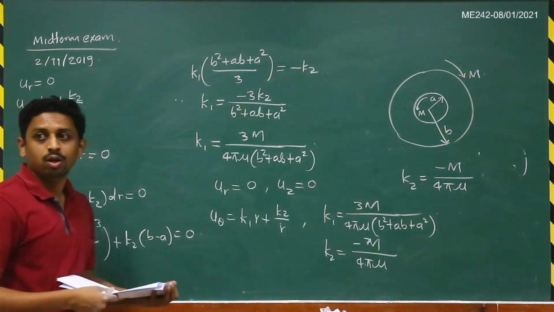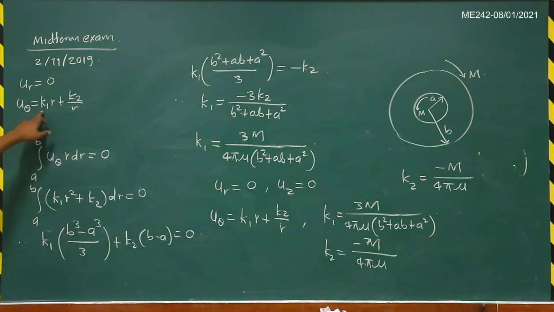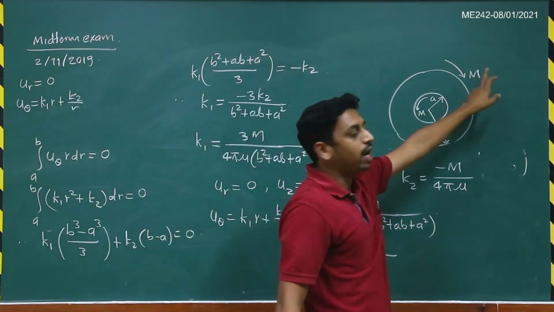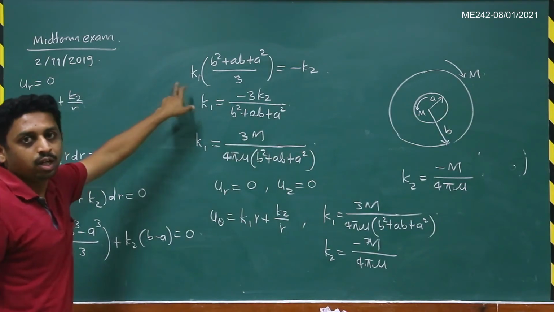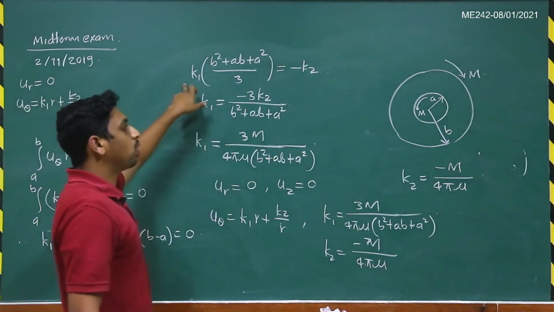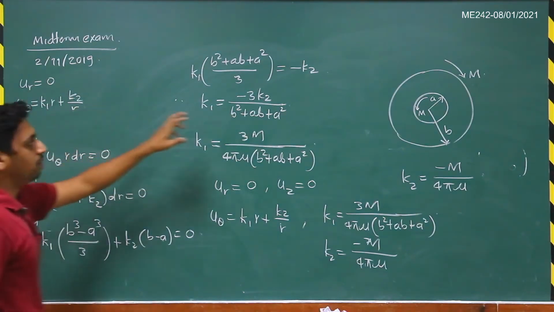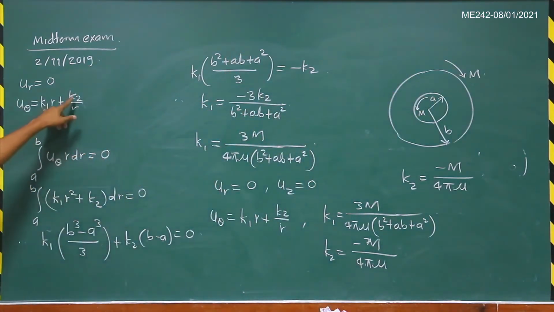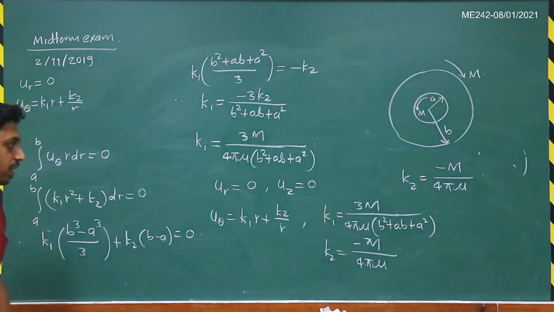So basically, we have found an expression for this k1 and k2 using the boundary condition in terms of moment, and another boundary condition we have obtained from the statement given that the average of u theta over the entire surface will be 0. So first equation we have got from this, and from the second condition we will be able to find this k1 and k2 in terms of m and properties of the material.